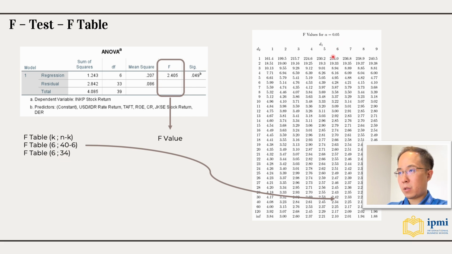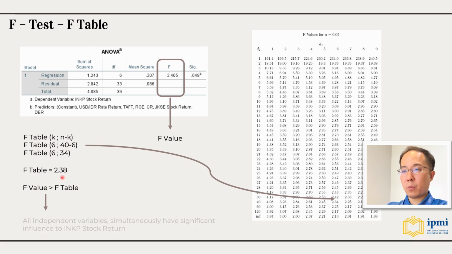That means we have 6 here and go to the bottom until you can find 34. So 34 is somewhere between 30 and 40, which means if you do the prorate, you can get an F value of 2.38. If the F value is bigger than the F table, the answer here is yes, because 2.4 is bigger than 2.38. That means all independent variables simultaneously have a significant influence on the INKP stock return.